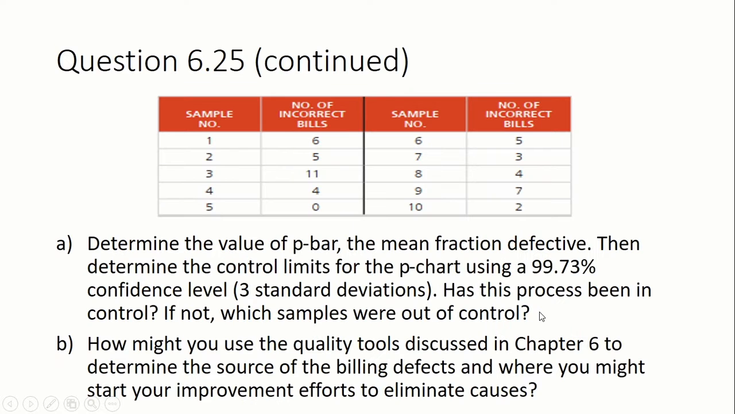The results were tabulated. So the first question, part A, determine the value of P bar, the mean fraction defective, then determine control limits for the P chart using a 99.73% confidence level, 3 standard deviations. Has this process been in control? If not, which samples were out of control? Part B is how might you use the qualitative tools discussed in Chapter 6 to determine the source of the billing defects and where you might start your improvement effort to eliminate causes.